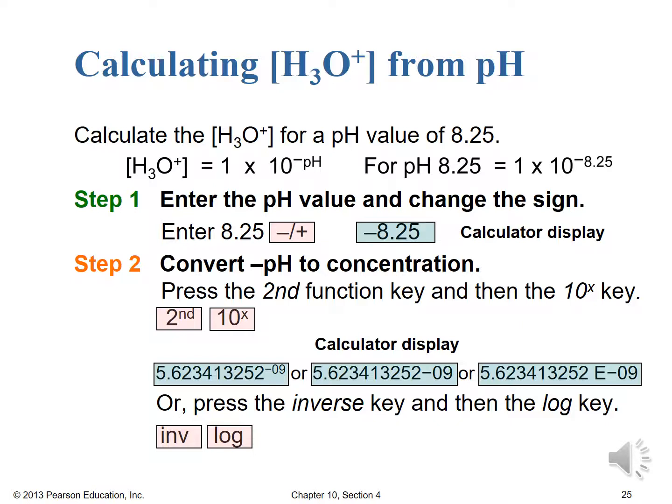Looking at how you do it, the calculator display should be 5.62 something something something times 10 to the minus 9, depending on how your calculator displays that exponential. What you could also do is press the inverse key, and the log key is where you tend to be able to get that anti-log. So 10 to the x is the anti-base 10 log.